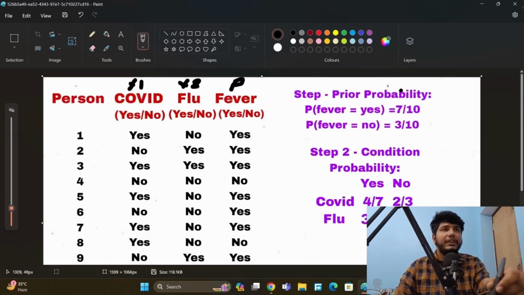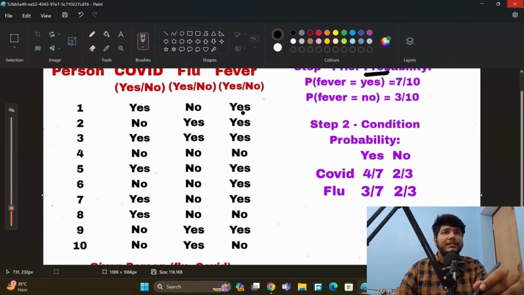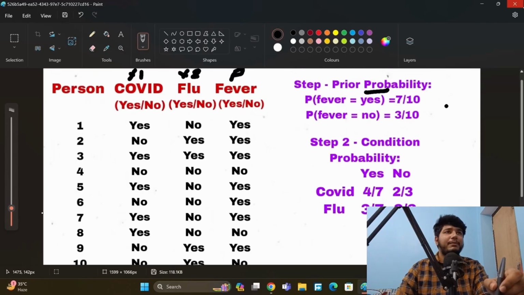Okay, so step 1, first we will take out prior probability. That is, first we will check that fever probability is equal to yes, how much. So we will take that from total data. So total data is here how much is yes of fever. Okay, 1 2 3 4 5 6 7, 7. Okay, so here 7 and total value 10. Okay, and fever no, so fever no 1 2 3. Okay, 3 by total 10. We are taking this prior probability here.